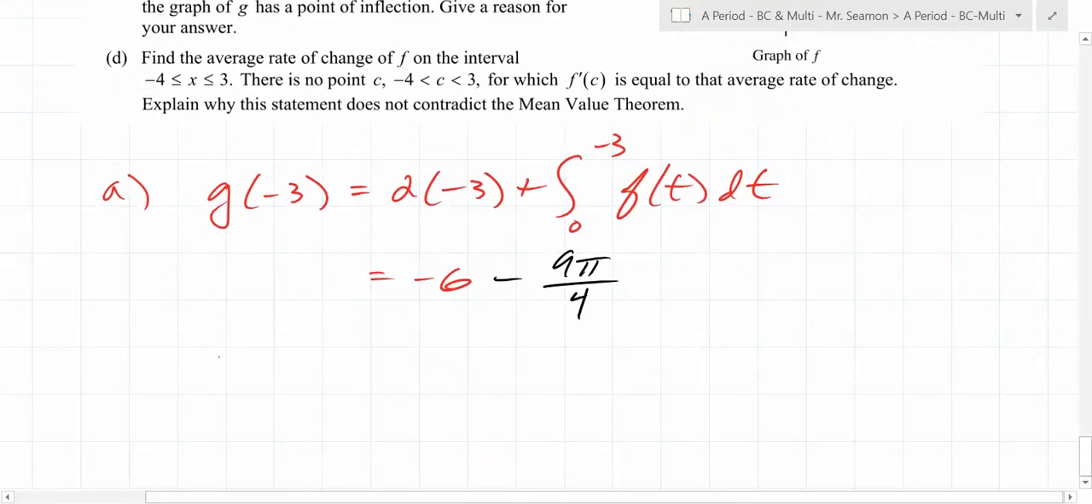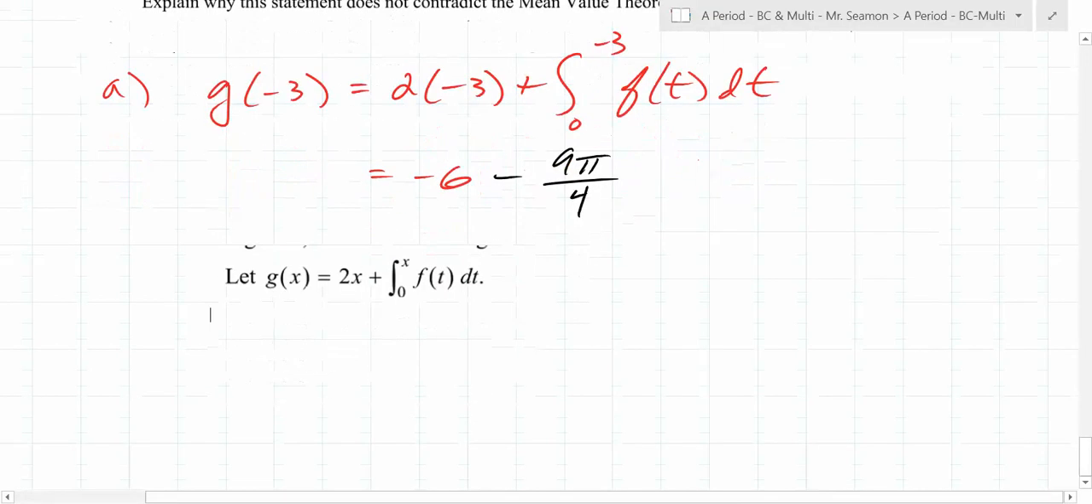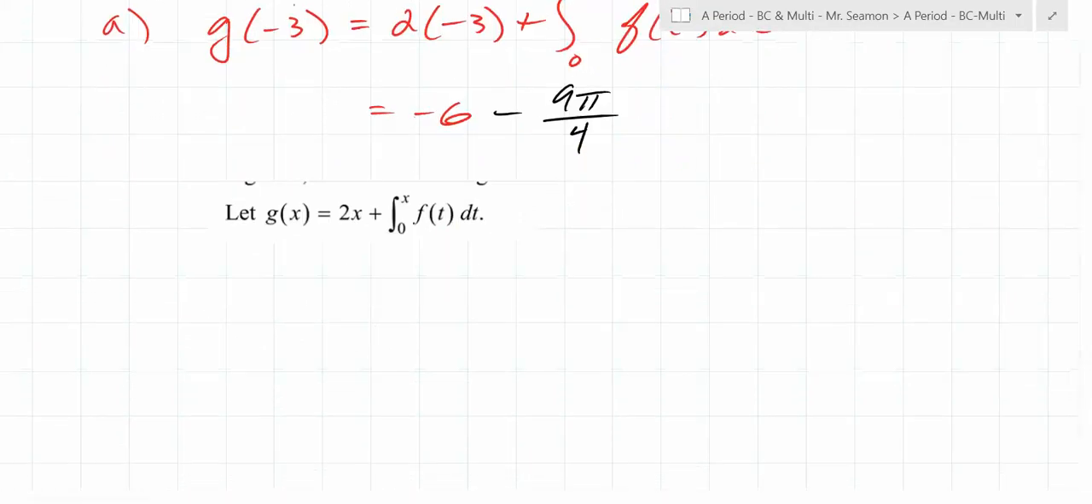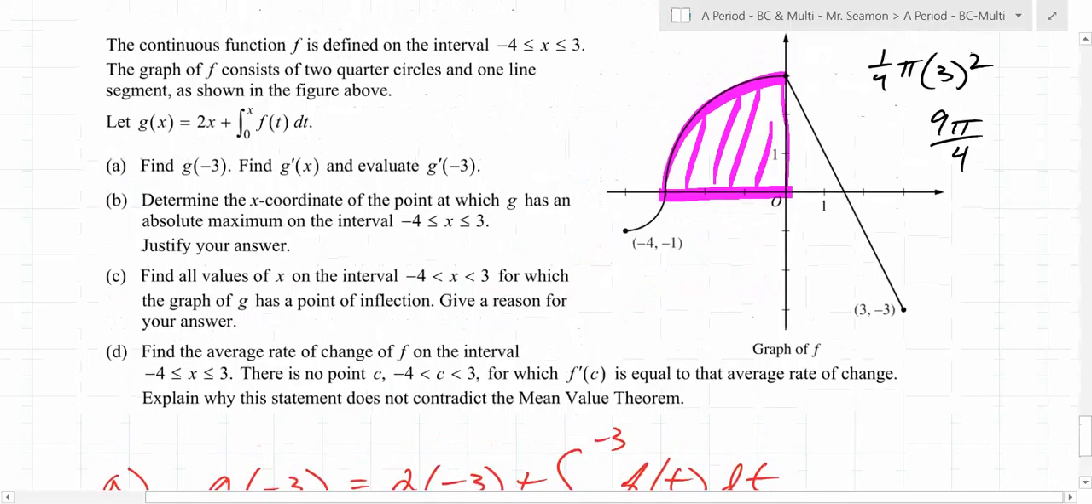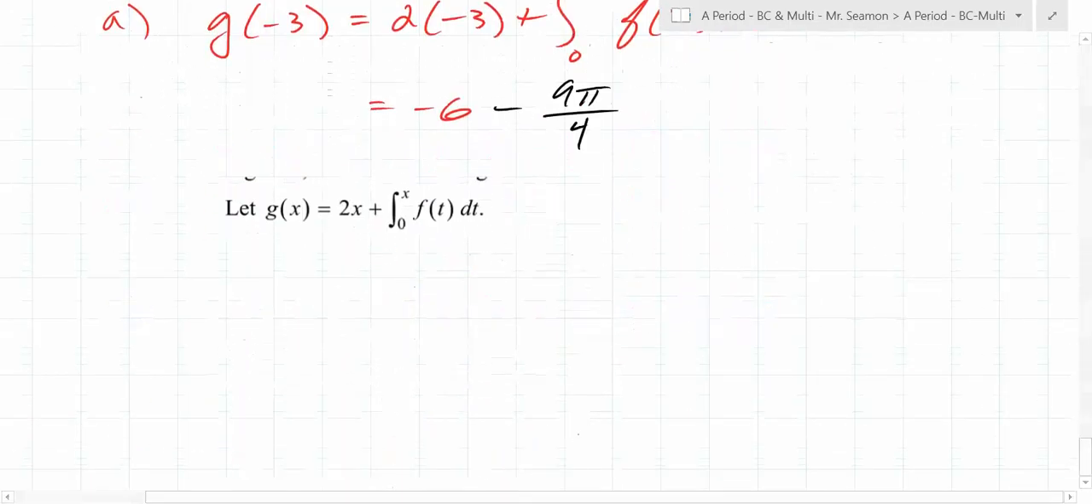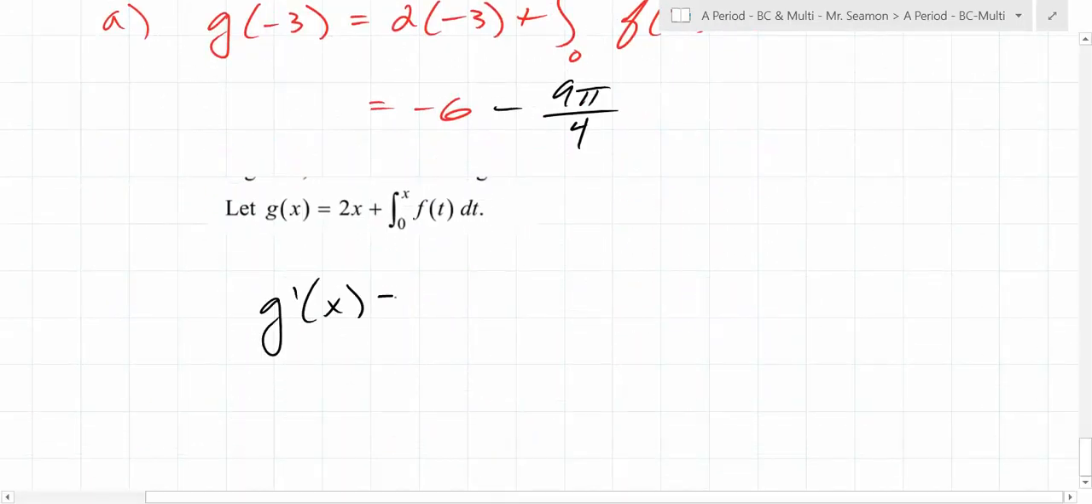See how it's going backwards for something that's above the x-axis. So if we want to find g prime, what is it? G prime of x is going to be 2 plus f of x, right? So that's a second point. This is one point on this question, and this is a second point.